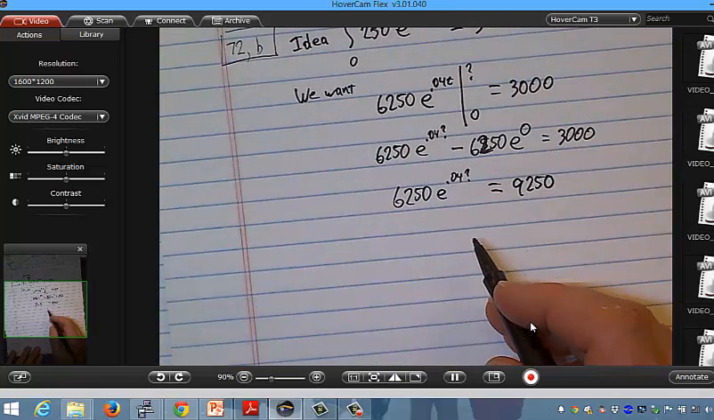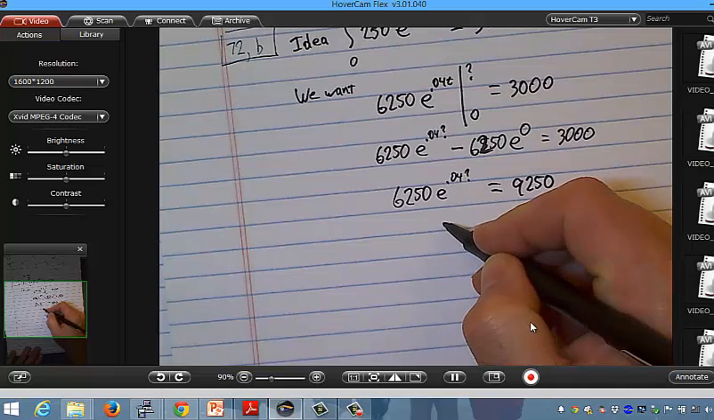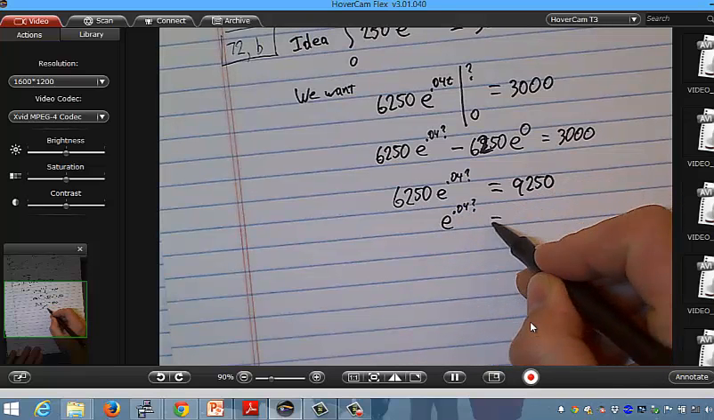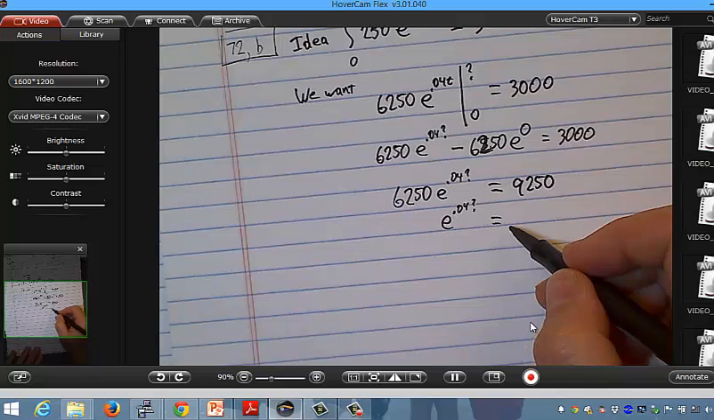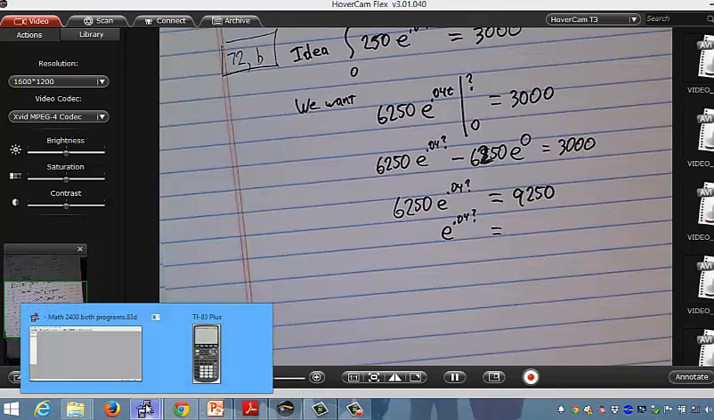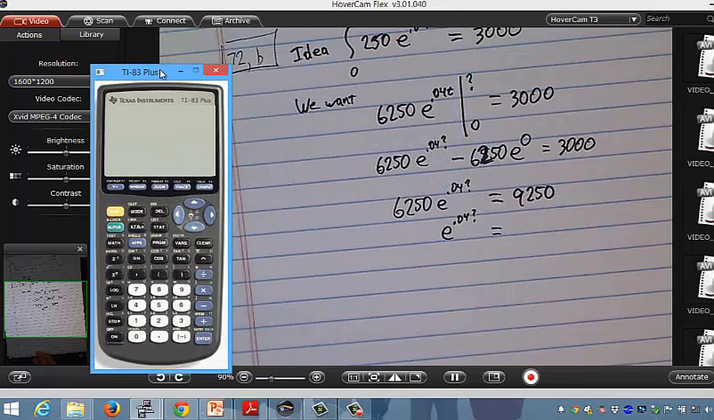But now, right? Or we're starting at 6250. So now, how do you solve for question mark here? Well, this is algebra at this point. You want to get the exponential by itself. So what would I do to both sides? I guess I would divide, right? Let's take 9250 and divide by 6250.